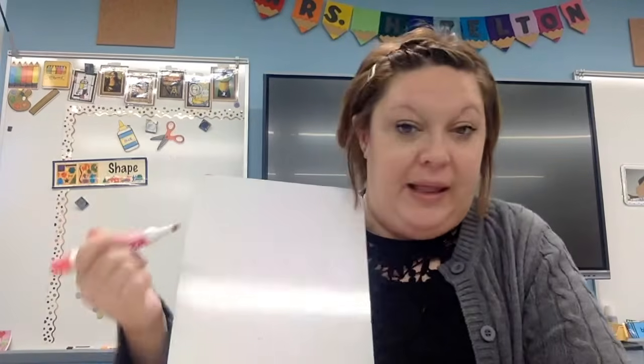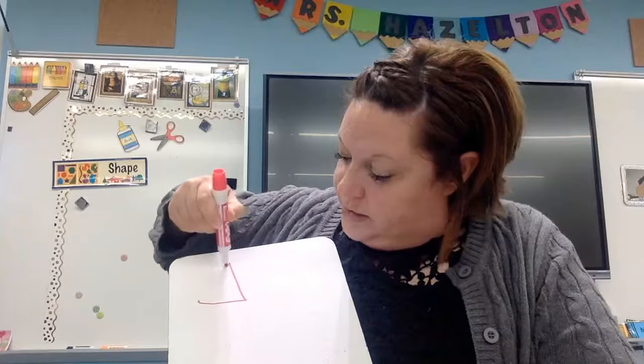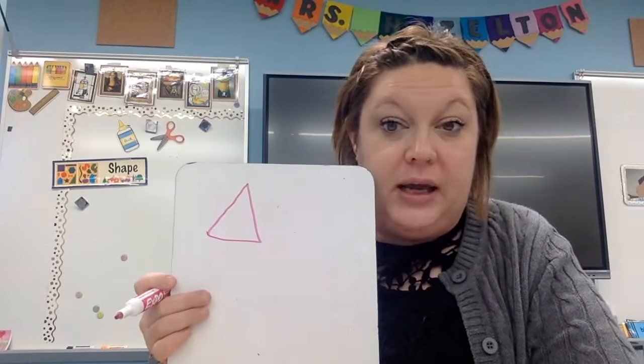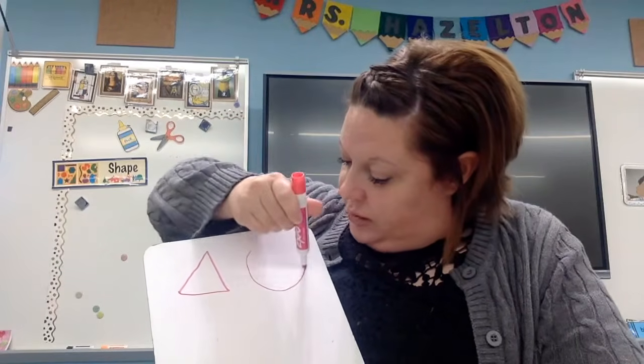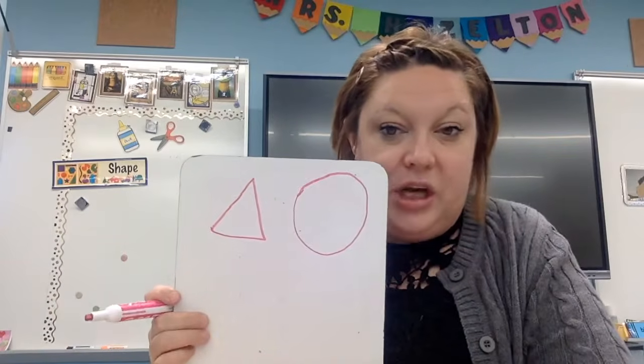Wow, there are so many different ways that shapes can be used in art. So let's review a little bit. So a line, when it comes back to where it starts, that is how a shape is made. So this shape I made is called a triangle.